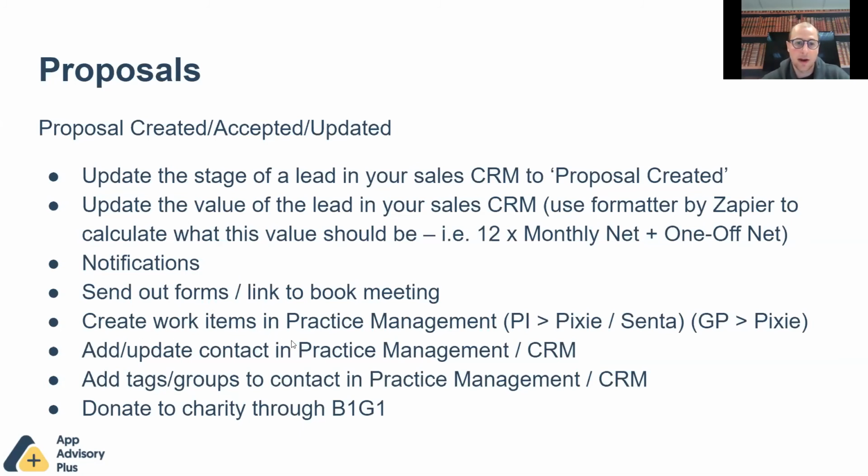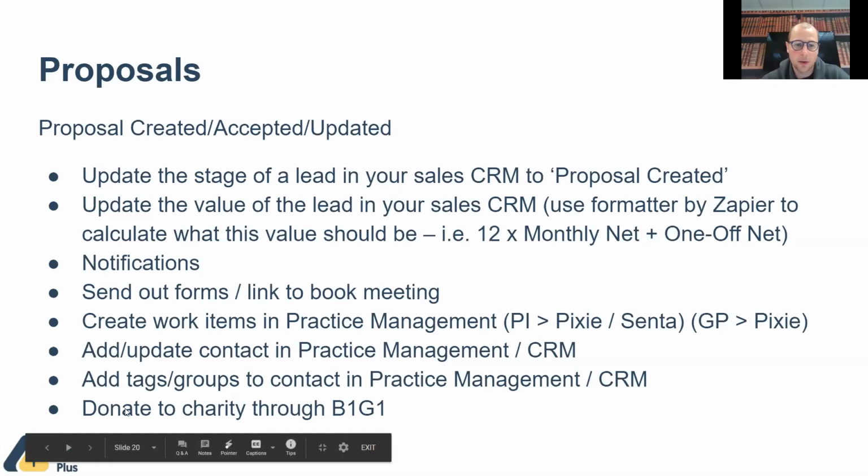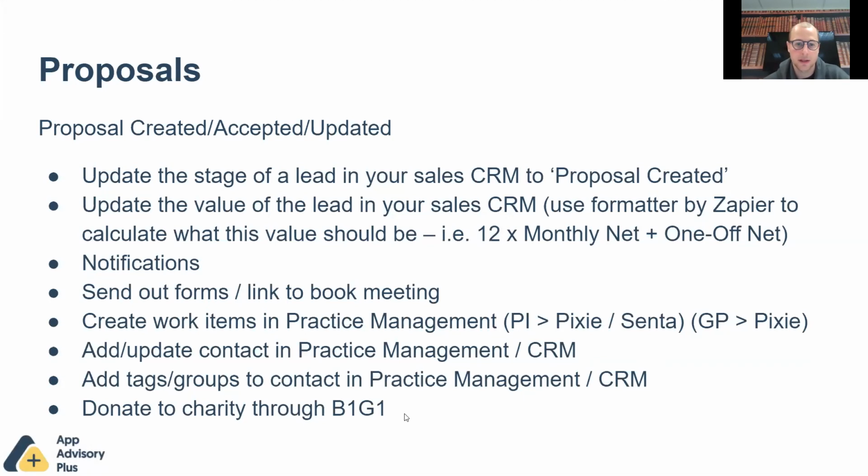You could create work items in your practice management system, whether that be Pixie or Centre, through from Practice Ignition accepted proposals, for instance, or you could go Go Proposal to Pixie as soon as a Go Proposal has been accepted. I saw Lesser & Co are running a Zap which donates to charity through B1G1 as soon as they have an accepted proposal. So there's something that you can do there as well.